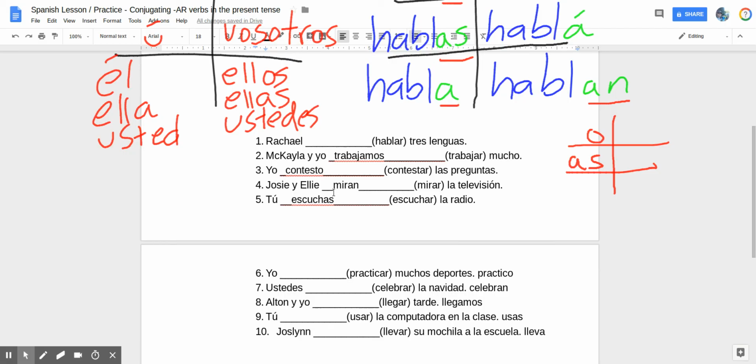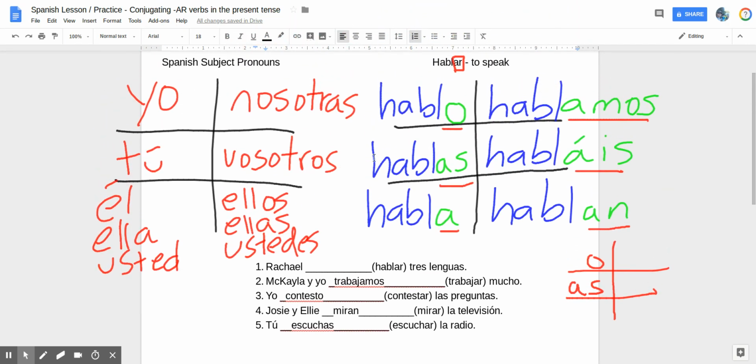So that's pretty much it. This is just for the AR verbs. We'll learn ER, IR verbs later. Drop that AR off, add the O, as, a, amos, áis, and an, and then you can give your verbs meaning. Make sure you have this memorized or it'll be super, super difficult, if not impossible.